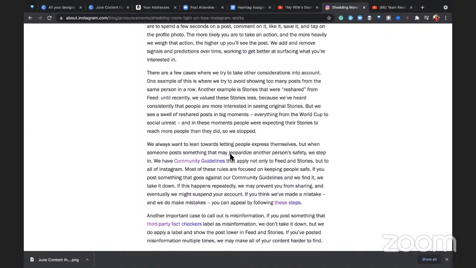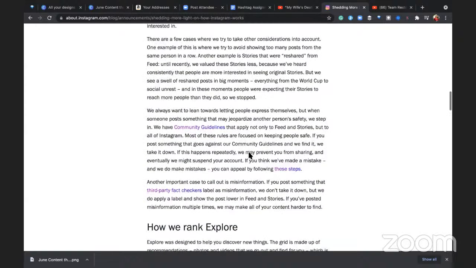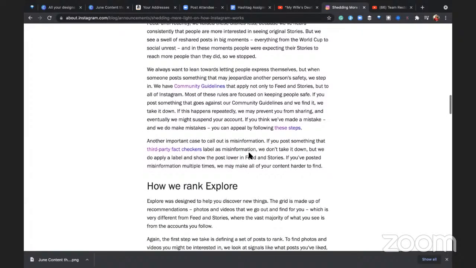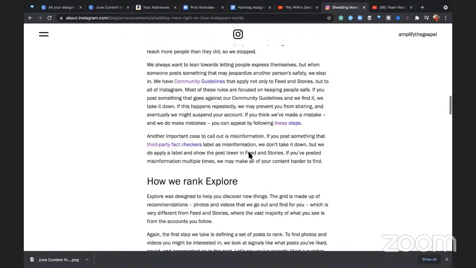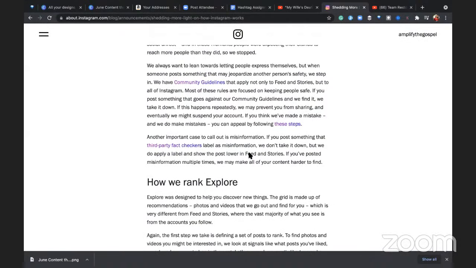Have you noticed that the views for stories have reduced? I don't know if any of you do stories. Everybody start putting up your stories and then look at it compared to last year. They said we see a swell of reshared moments, and the reason is people were expecting their stories to reach more people than they did. So we stopped. They're telling you what they've actually done and what you should do to improve your visibility. So this is a post that I want people to read again and discuss on Sunday if I'm not here. But continue.